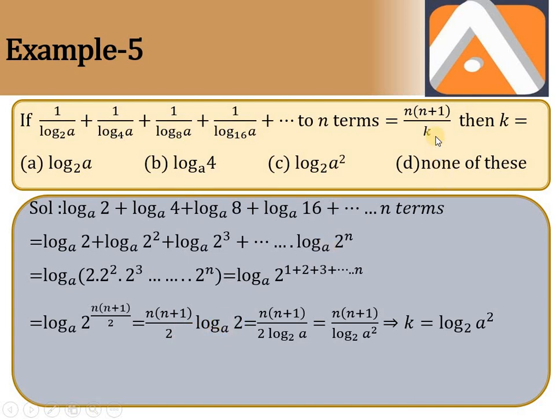Now in the question they are asking n into n plus 1 upon k. So there is no term in the product; all the remaining terms should be in the division part. So I am going to bring this log term into the denominator. If I bring it into the denominator, this a and 2 will get interchanged. See here, it becomes 2 into log a to the base 2. Now this 2 will come into the power of a, so log a square to the base 2. So from this, the k value is log a square to the base 2. The answer C is correct.